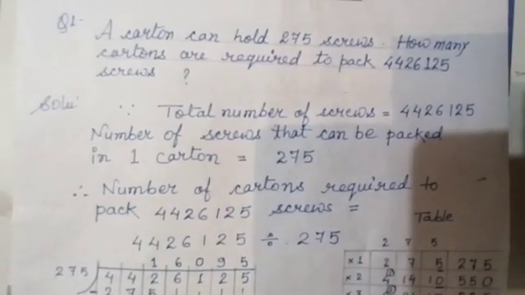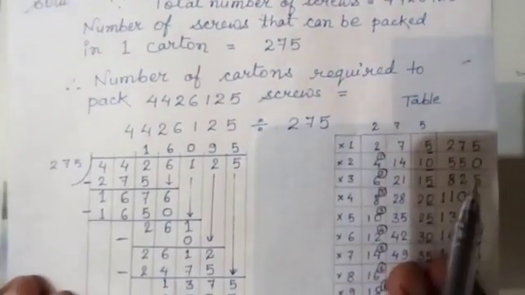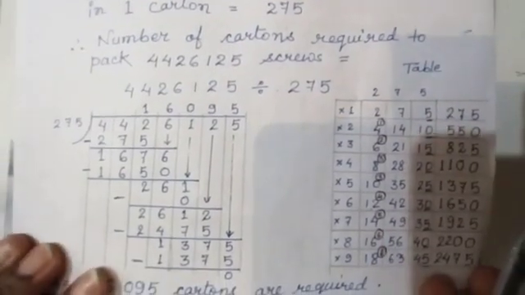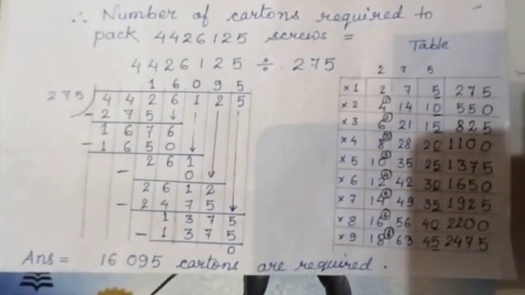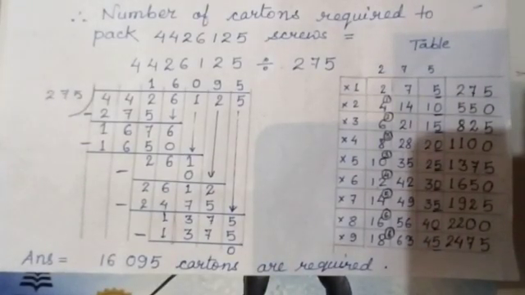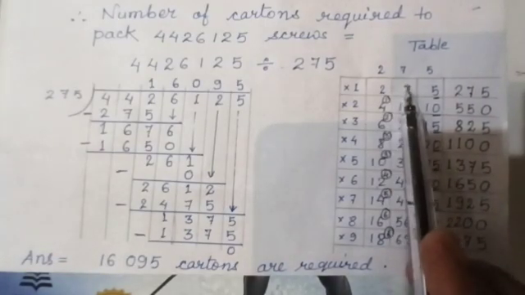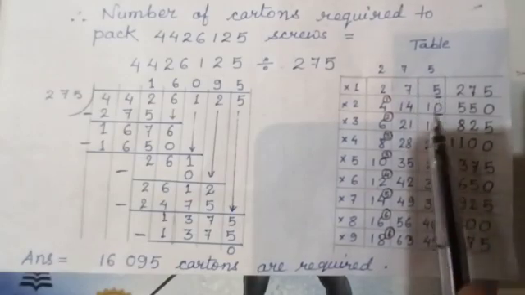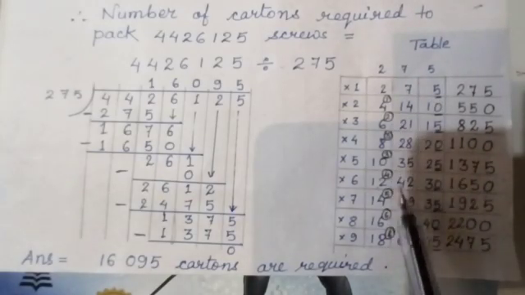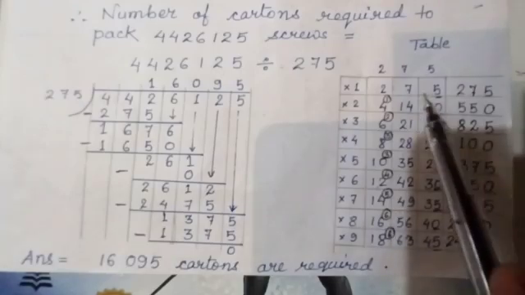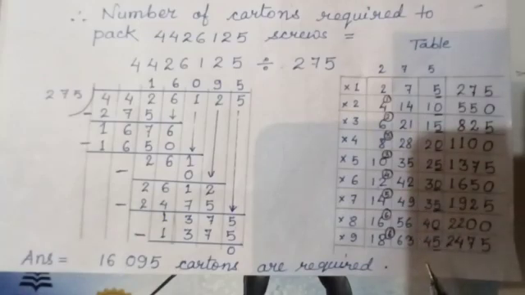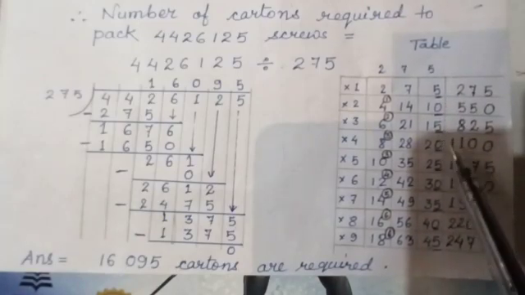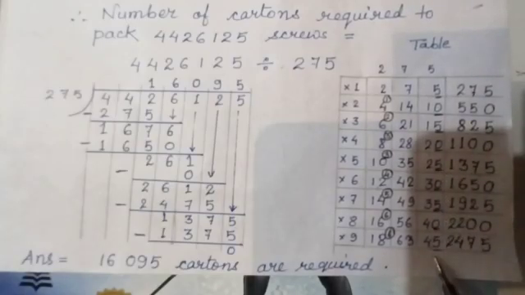Now, it will be easy to solve the problem if you know the table of 275. Already in the previous video, we have discussed how to find out the table of a 3-digit number by the splitting method. Everybody knows the table of 2, table of 7 and table of 5. Now look here: table of 2: 2, 4, 6, 8, 10, 12, 14, 16, 18. Table of 7: 7, 14, 21, 28, 35, 42, 49, 56, 63. And table of 5: 5, 10, 15, 20, 25, 30, 35, 40, 45.